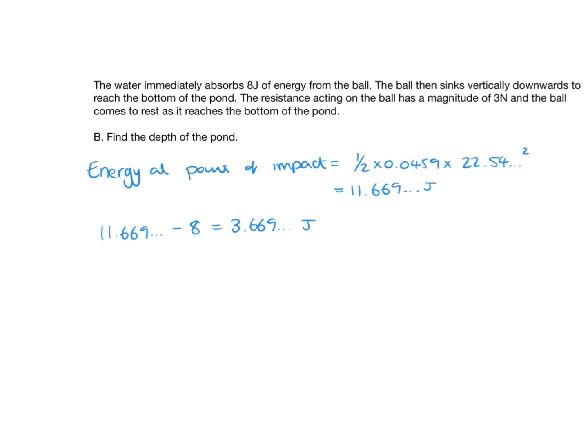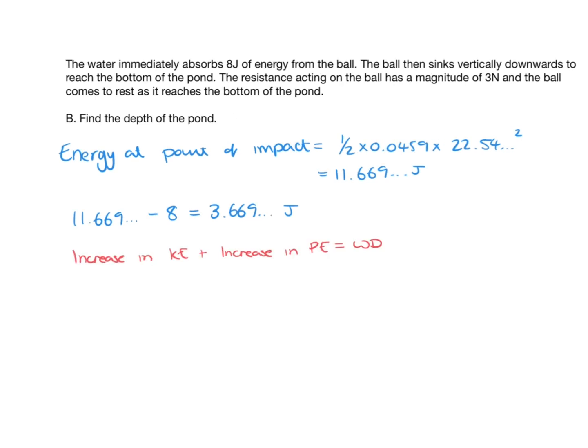So to be able to work out the depth of the pool, we're going to once again use increase in kinetic energy plus increase in potential energy is equal to work done. So our increase in kinetic energy, so we're going to be doing our final minus our initial. The initial is that 3.66 that we just worked out, and the final will be 0 because it's coming to rest. So our increase in kinetic energy is going to be minus 3.669. Our increase in potential energy, so this we're going to use mgh. Once again, we're going from a height downwards, so it's going to be negative.